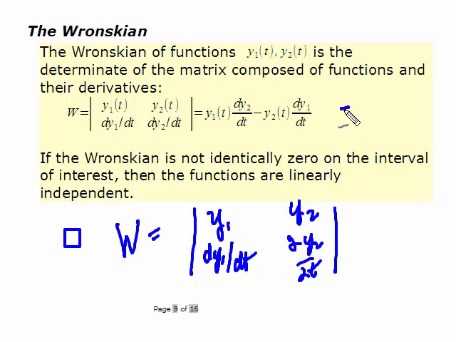If the Wronskian is not identically 0 on the interval of interest, then the functions are linearly independent. The converse doesn't hold, and that needs to be stated. If the Wronskian is identically 0, does it mean that they are linearly dependent? No. There are examples of functions that are linearly independent, and yet the Wronskian is 0. So it doesn't rule it out, but it does rule it in.